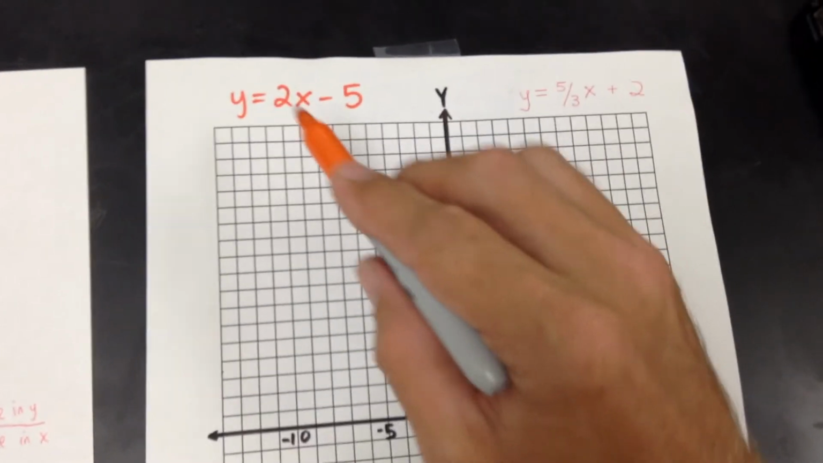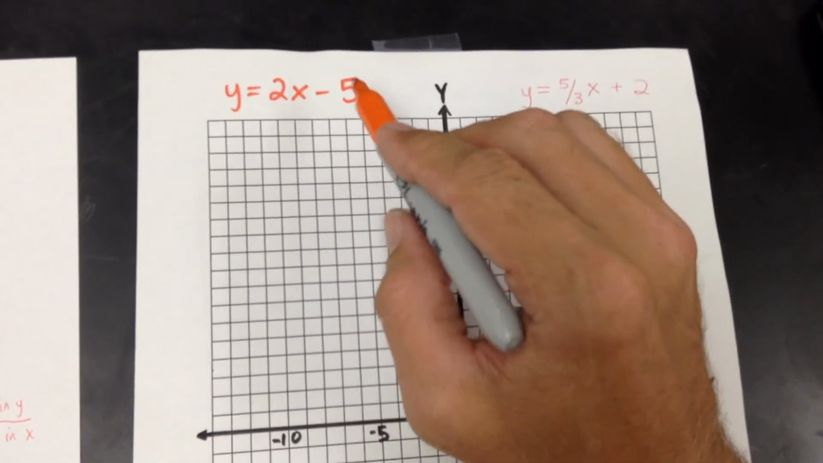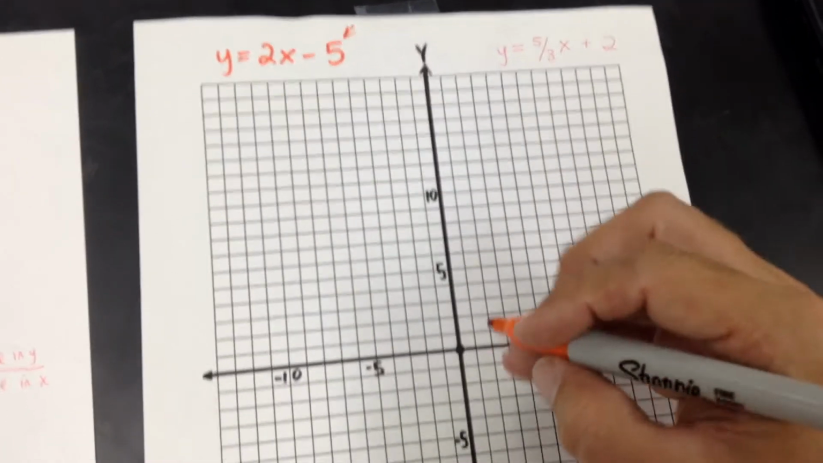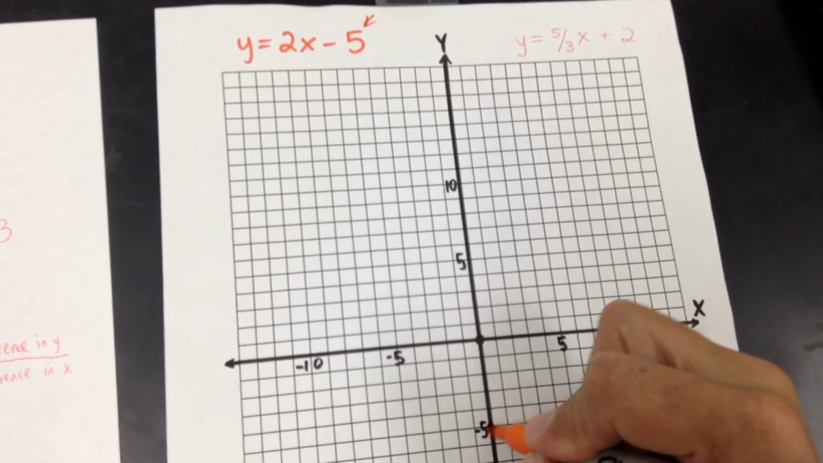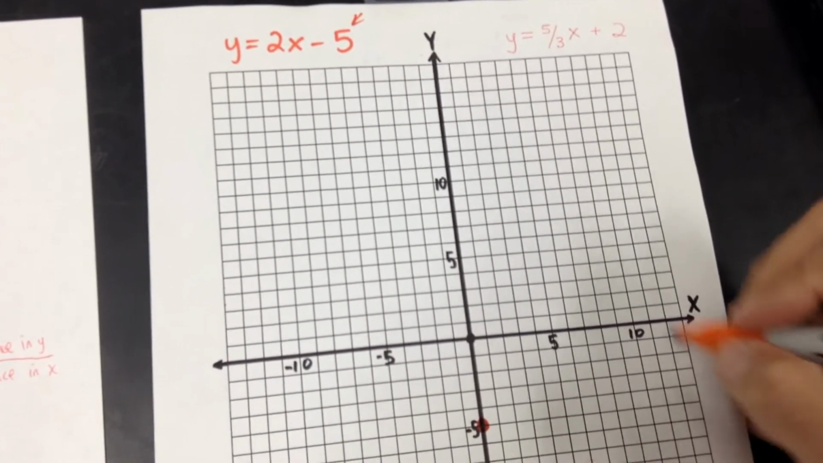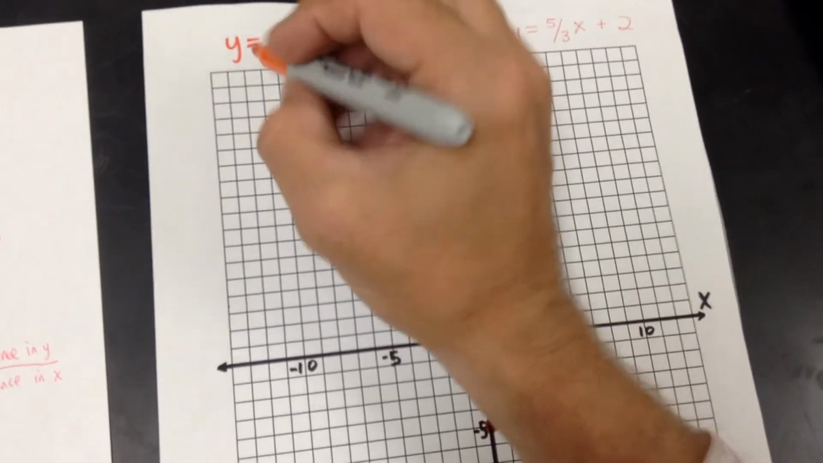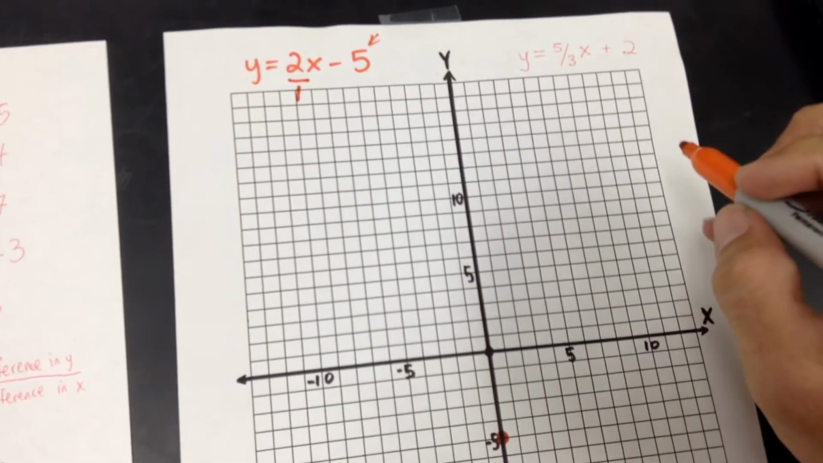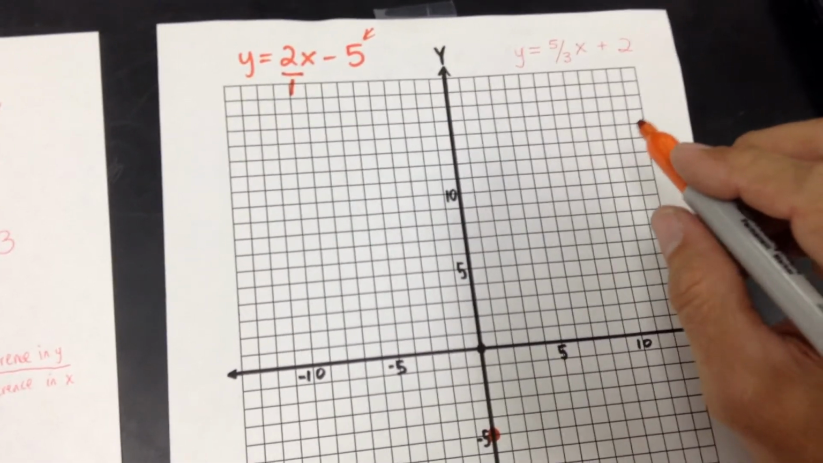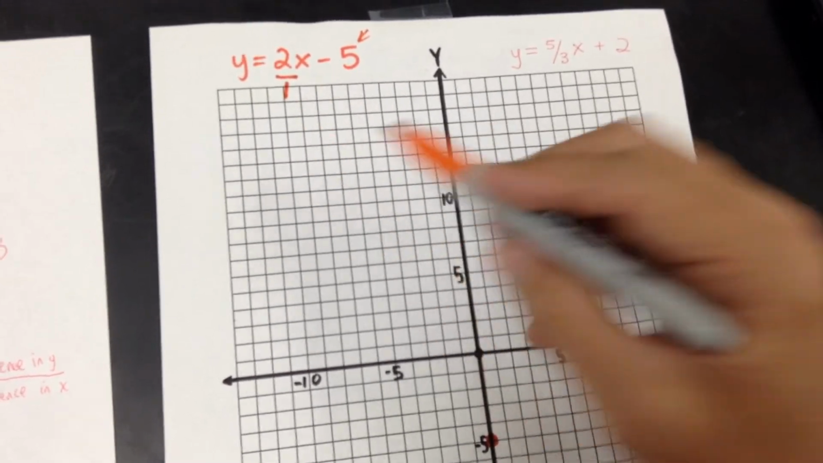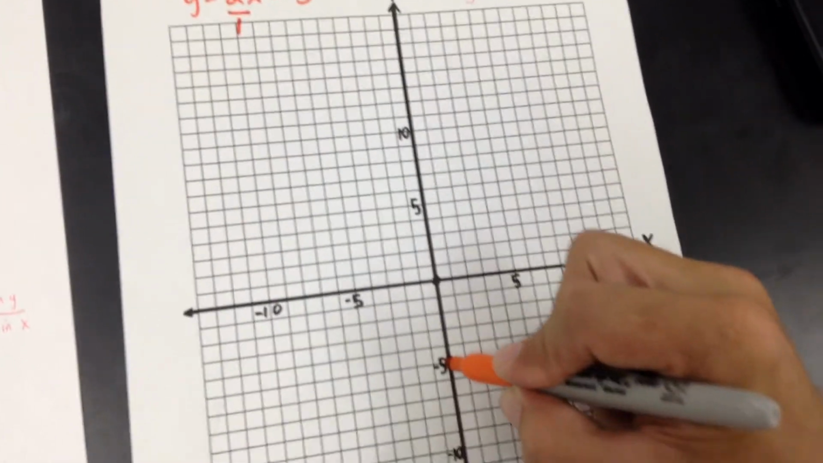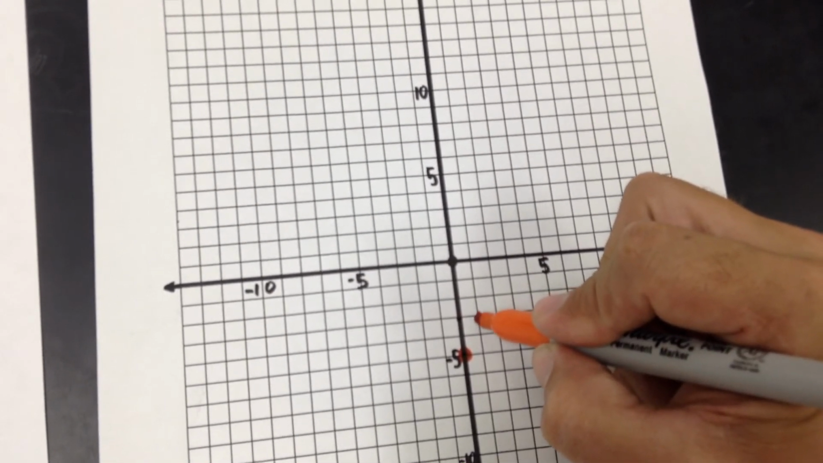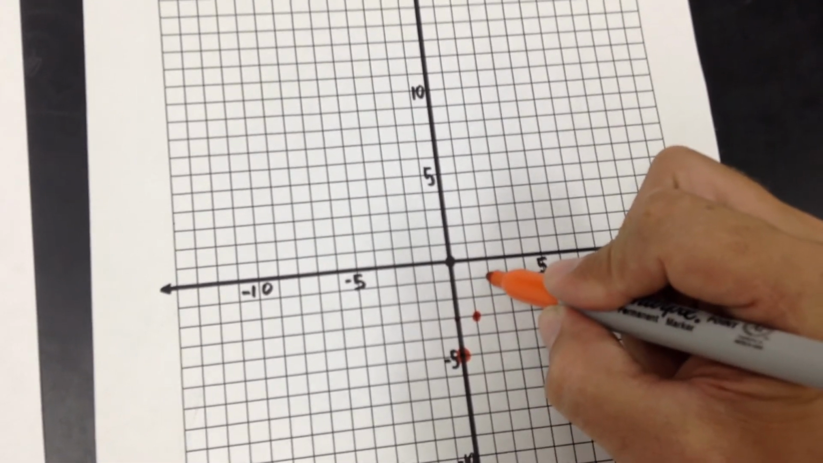So, the first one, y equals 2x minus 5. The first thing I want to look at is this negative 5 right here. That means my line starts at negative 5. My slope is 2, but we always want to write slope as a fraction when we have to actually graph it. So I'm going to put a 1 underneath it. So 2 over 1. That means from this point right here, I go up 2, and since it's positive, I go over 1. I can do that a couple times.